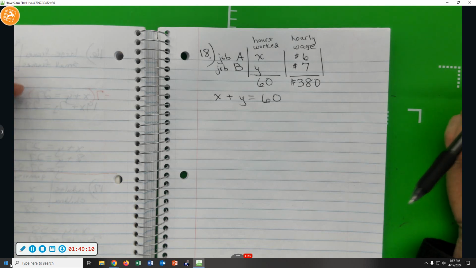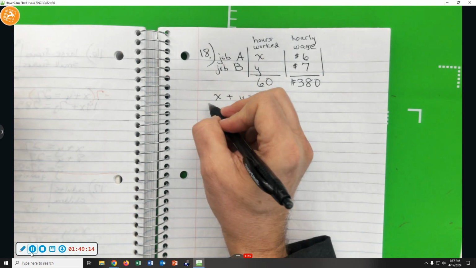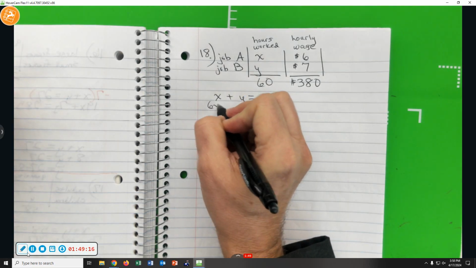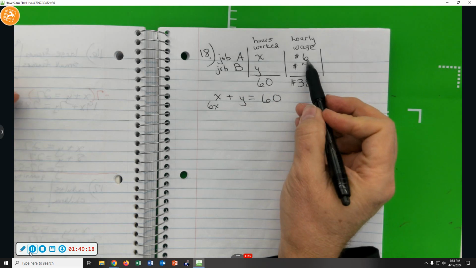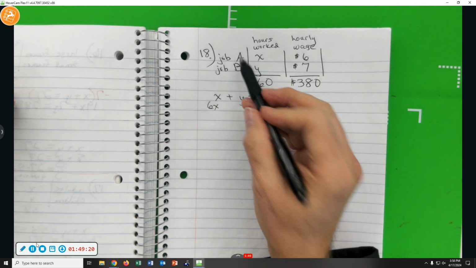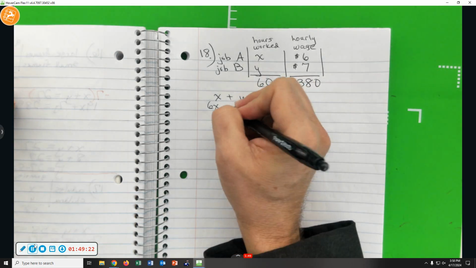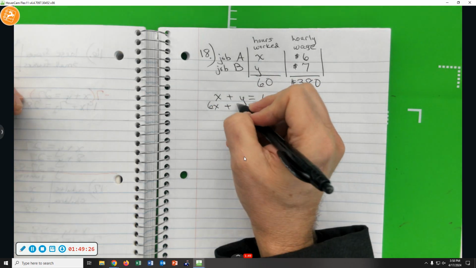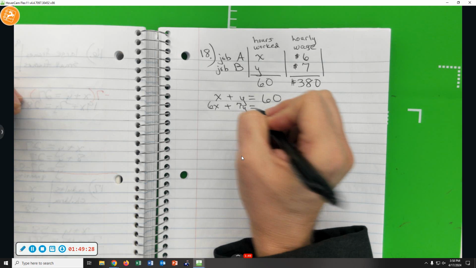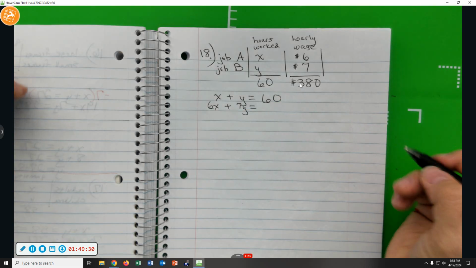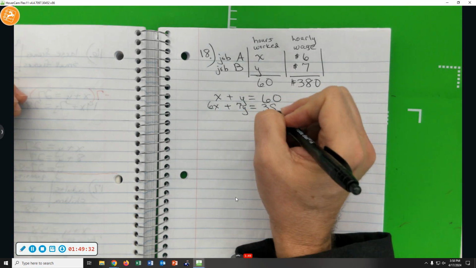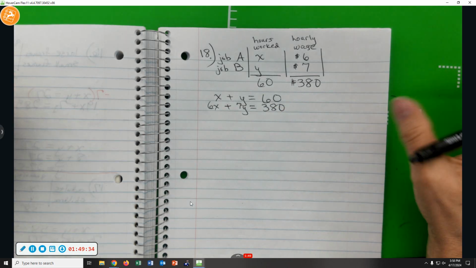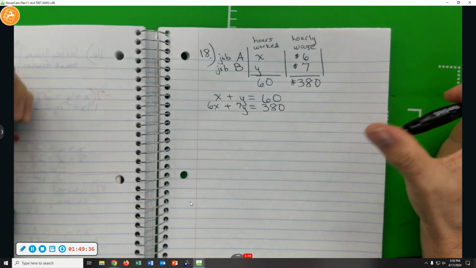Give me the wage equation. 6x plus 7y equals 380. 6x, that's all the money, the price per hour times the number of hours that he makes at job A, plus 7y, the price per hour times the number of hours, equals the amount of money before taxes, 380.